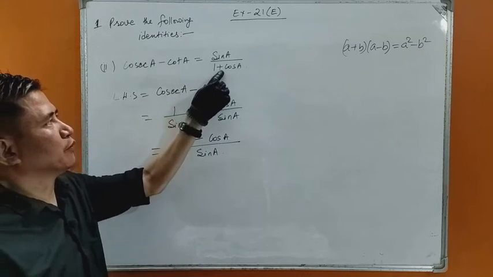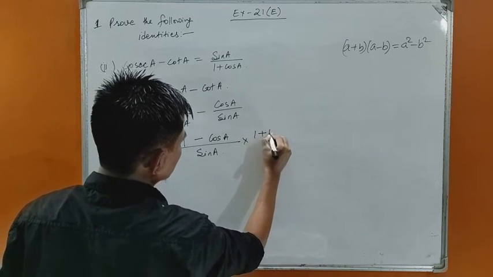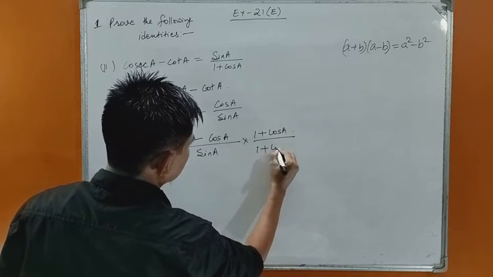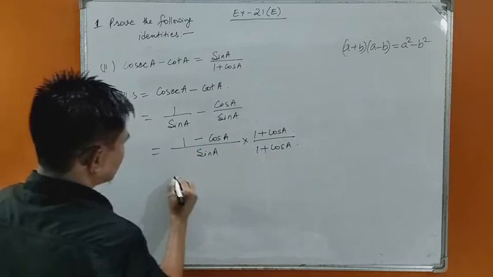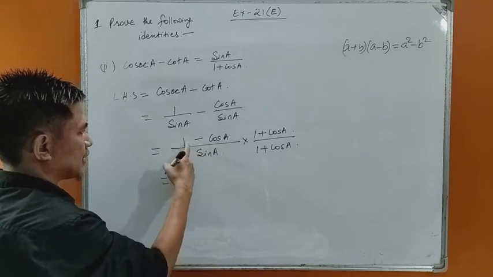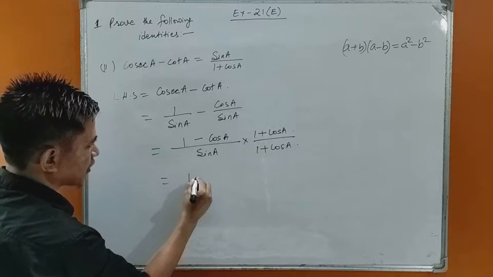But we need sin A upon 1 plus cos A. So let's multiply by 1 plus cos A in the numerator and in the denominator. So 1 minus cos A into 1 plus cos A. That is A minus B into A plus B, isn't it? So A square minus B square.